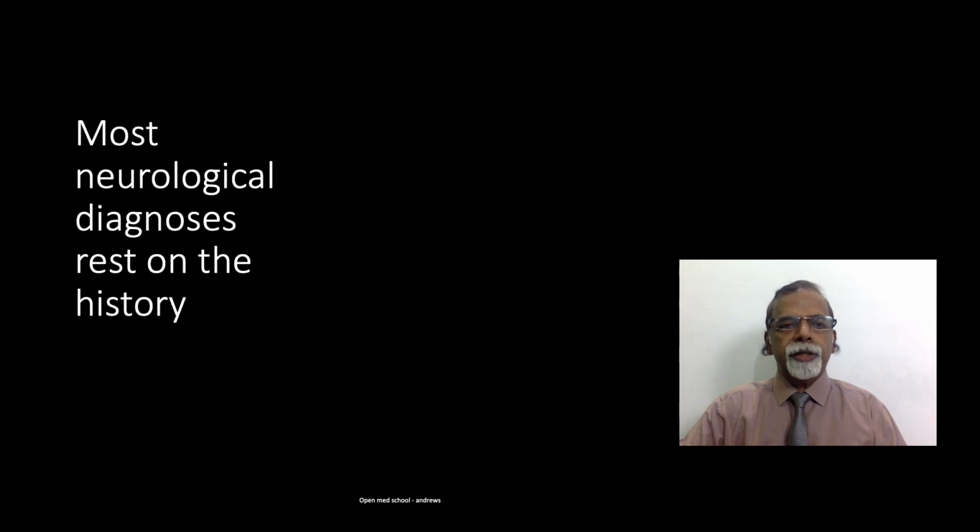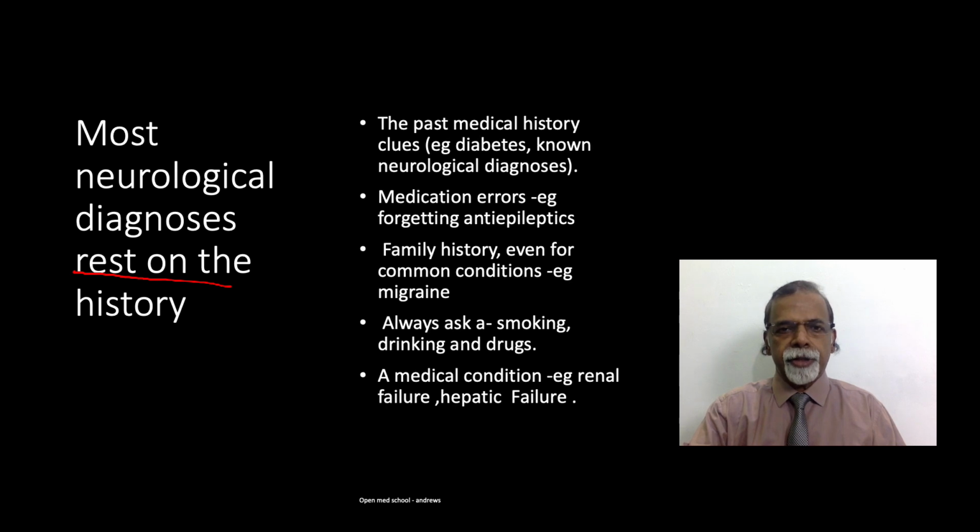In most neurological diseases, the diagnosis rests on the history alone. Most of the time, the localization and even the etiology can be obtained from the history. Past medical history often gives clues. For example, somebody is diabetic. These patients are at a high risk of developing many neurological problems. So, knowing diabetes gives an etiology. What may be the likely lesion?